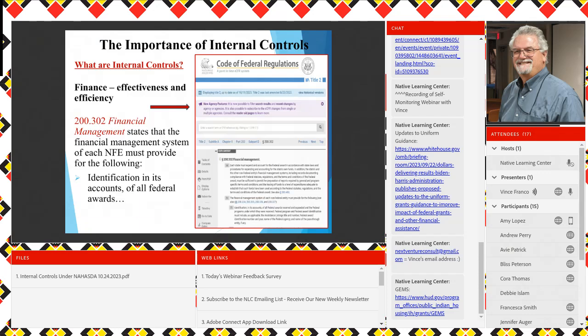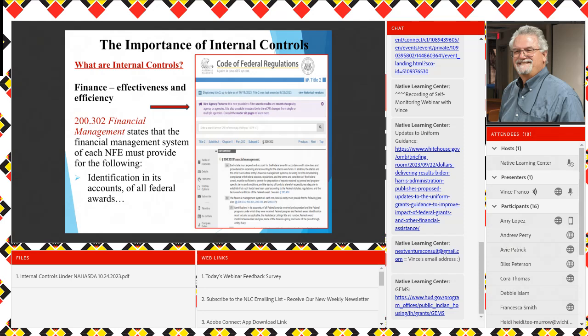What are internal controls? There's a series of them. I talked about them before. The big ones are operational, financial, and compliance. So a couple things here on this page. What are internal controls? Finance, effectiveness, and efficiency. Now with finance, a lot of us, of course, fall back on what's referred to as generally accepted accounting principles, or GAAP protocols.